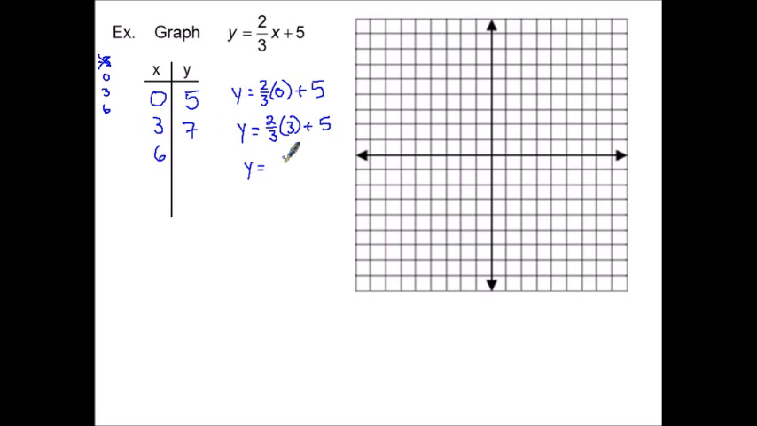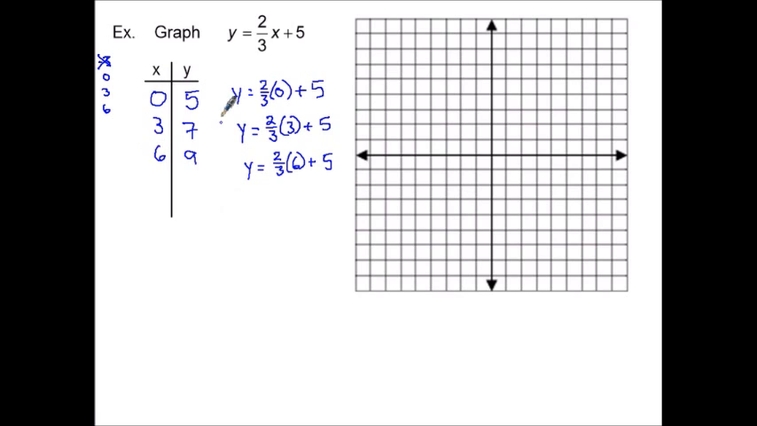And then lastly, I've got 2/3 times 6 plus 5. And with 2/3 times 6, the 3 and the 6 reduce down to a 2, so I'm left with 2 times 2, which is 4. 4 plus 5 is a 9. If you don't believe me, please plug that in a calculator and double check me.